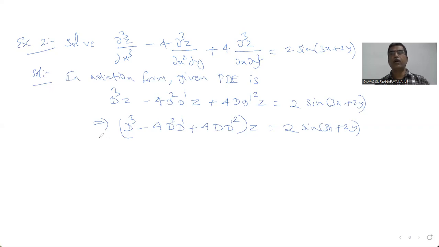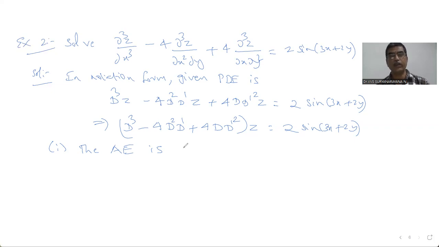Now, as for the procedure, what is step 1? We have to find the complementary function, and the complementary function depends only on the LHS operator. It has nothing to do with the right hand side function. So for the complementary function, we need the auxiliary equation. The auxiliary equation is the equation obtained by simply replacing D with m and D dash with 1 on the left hand side operator.